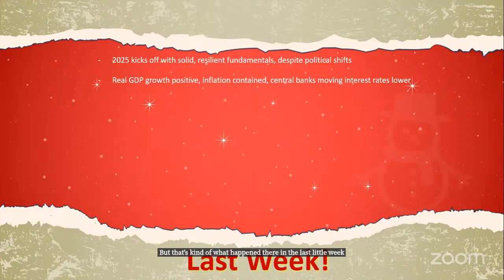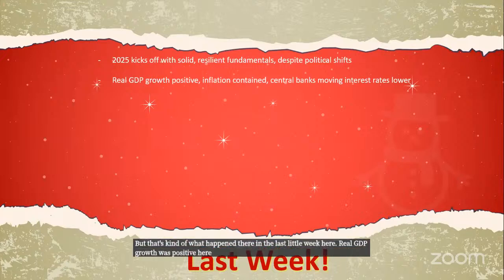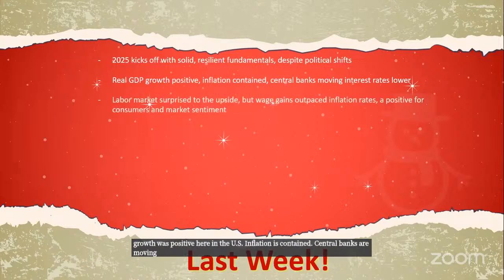Real GDP growth was positive here in the U.S. Inflation's contained. Central banks are moving interest rates lower. That's kind of the objective here. Labor markets surprised to the upside. All right, wage gains outpaced inflation rates.